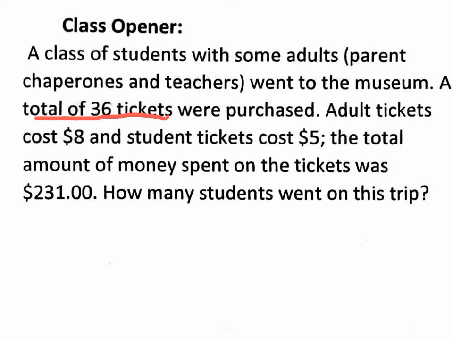So we don't exactly know how many adults or how many students, but we do know that there was a total of 36. So the first equation to make would be that we don't know how many adults. We don't know the A. So we're going to use A for the number of adults. And we don't know the number of students. We're going to use S for students. But we do know that together, the adult tickets plus the number of student tickets is a total of 36 tickets. So we know that that's a true equation based off of the number of tickets that were sold.